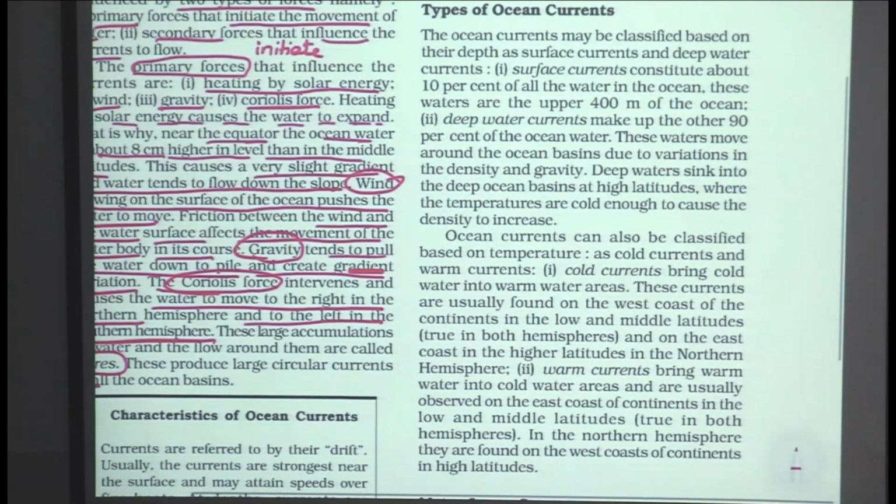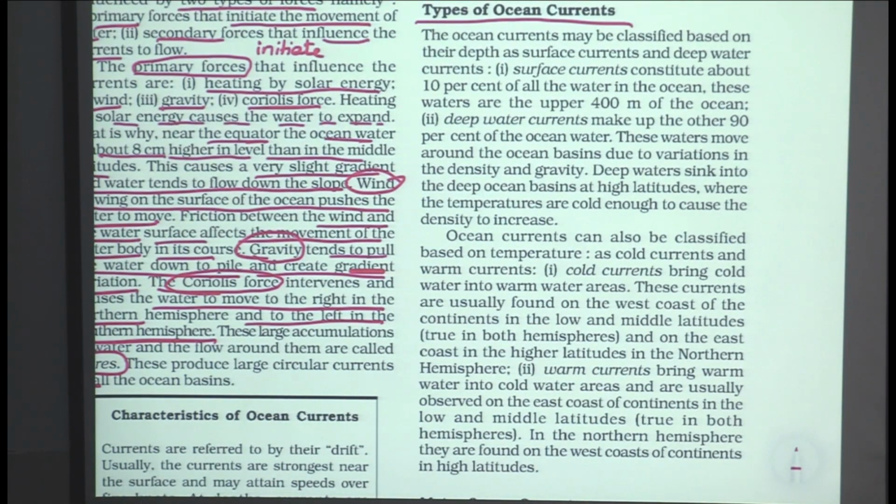If I now pick up NCERT, it reads types of oceanic current. It is classifying on the basis of depth. We are right now only talking about surface current. Surface current accounts for 10% of all the water movement, and it is confined only to the upper 400 meters. So 90% of the water is deep water current, which we have not talked about.